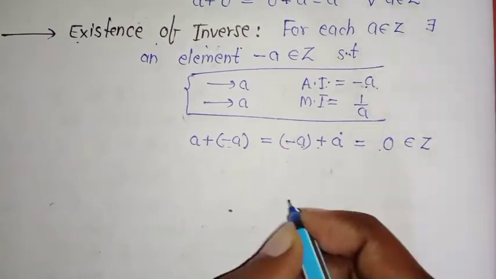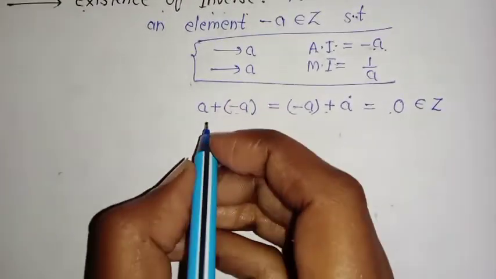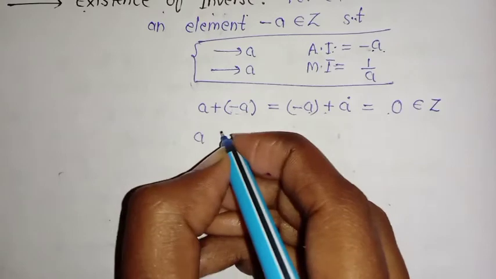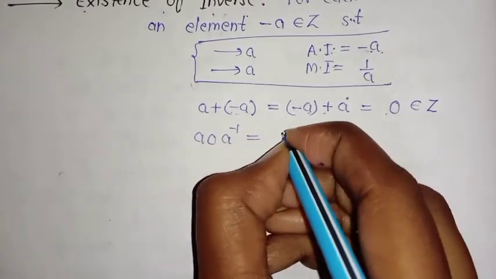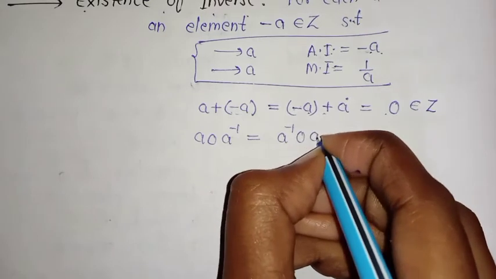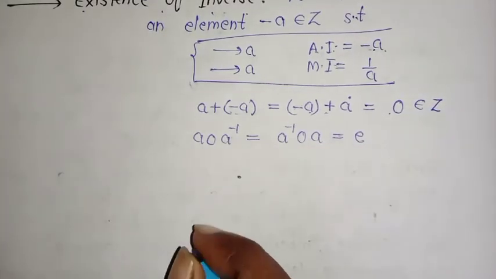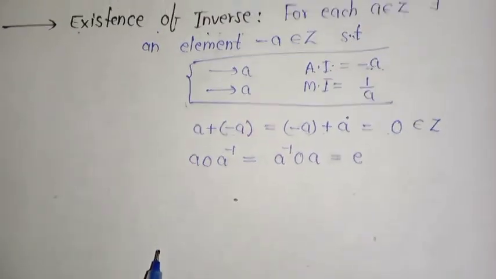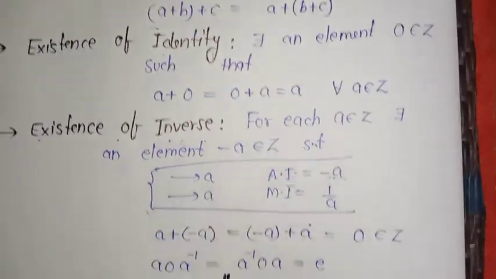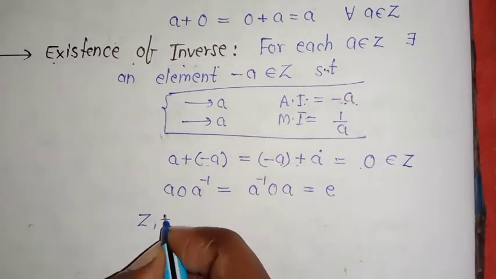So we can see that existence of inverse is also satisfied, because this property states that a operation a inverse is equal to a inverse operation a, and that is equal to the identity of the group. And this is true for every element. So we can see all the four properties of the group are satisfied in this case. So we can say that the system Z plus forms a group.